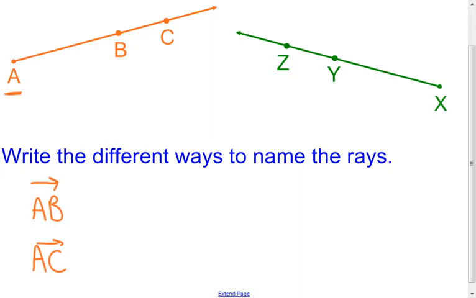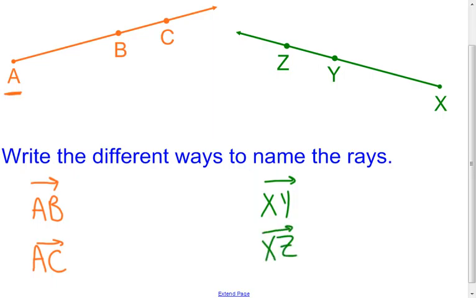If you look at the green one, that's going to be called ray XY. And I know the actual ray looks like it's pointing kind of to the left, but the symbol that you put on top of your ray uses the arrow, and it's always going to point to the right. We could also call it ray XZ.